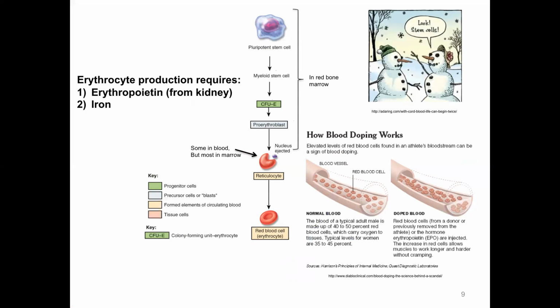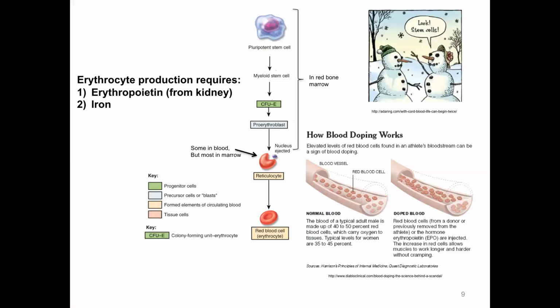Now, this brings up the idea of blood doping. What does that mean? Doped blood, when it comes to athletics, means that you have somehow increased your oxygen carrying capacity artificially. And that's cheating. There's two different ways in which people have cheated to do this.